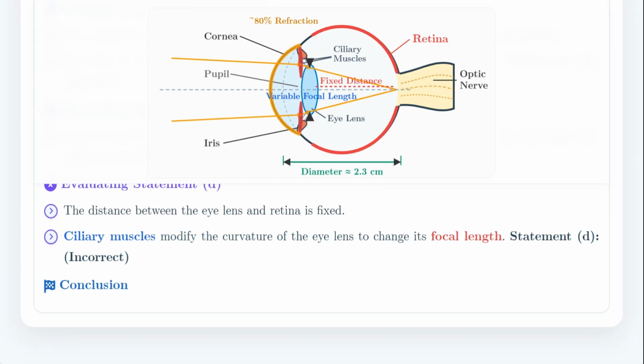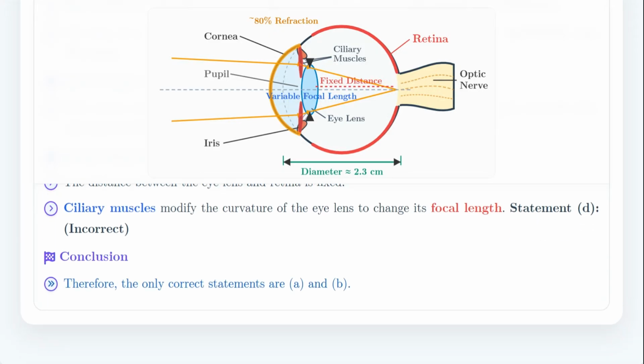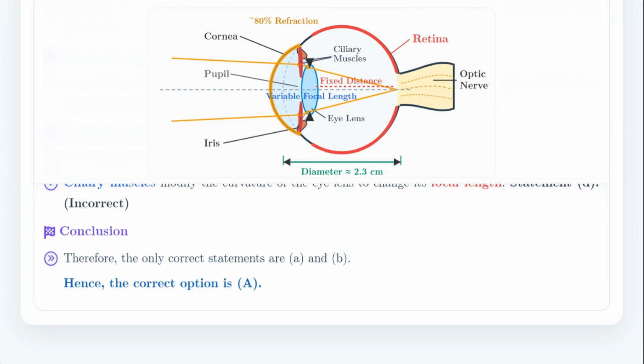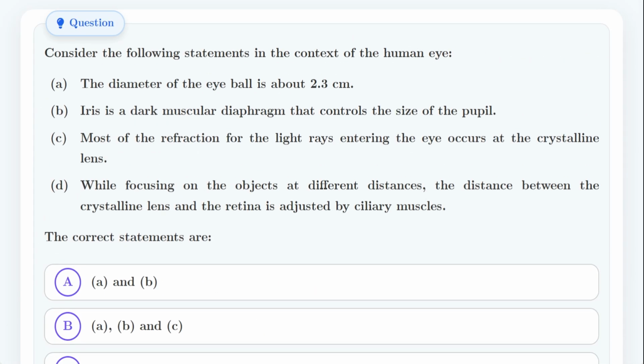So, what is our final conclusion? The only correct statements are A and B. This perfectly matches with option A. Let's select option A as the correct answer.